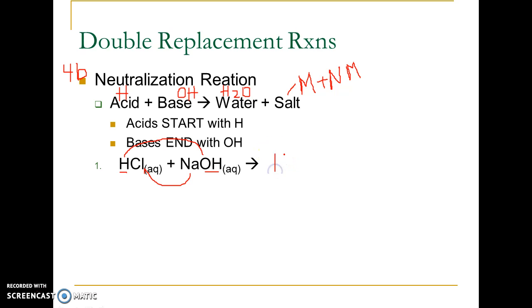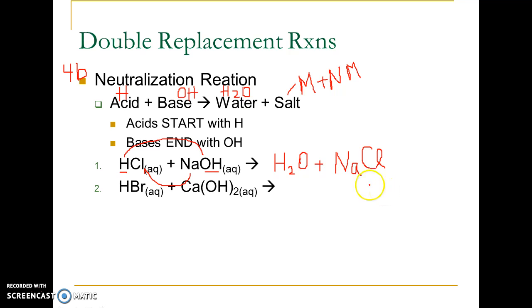So I'm going to have water. This is my HOH, which I'm just going to write H2O. Plus my sodium and my chlorine. I'm checking my charges because it is ionic. Sodium has a +1 and chlorine has a -1. So here is my salt, which is sodium chloride. I'm going to check to make sure that this is balanced. I have 2 hydrogens, 2 hydrogens, 1 oxygen, 1 oxygen, 1 sodium, 1 sodium, 1 chlorine, 1 chlorine. We are balanced and ready to go on to the next question.